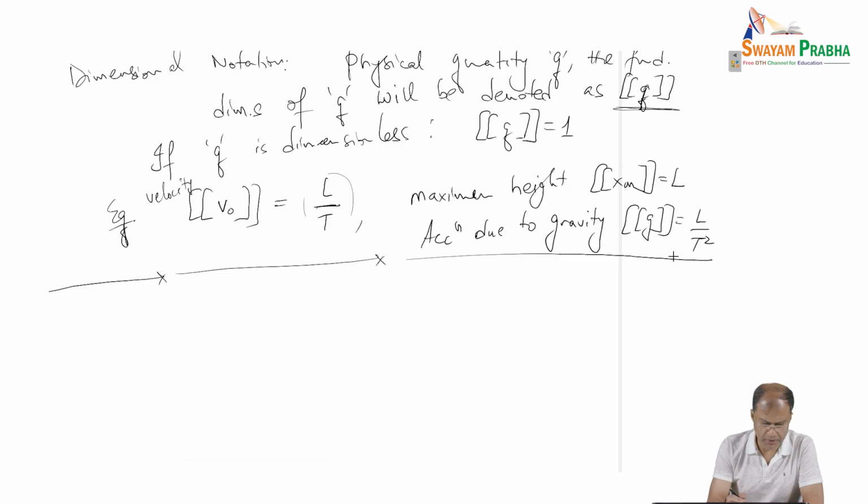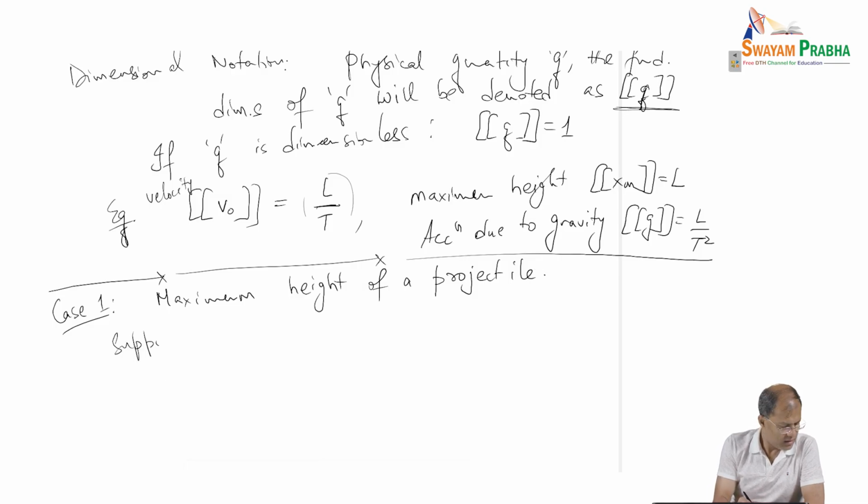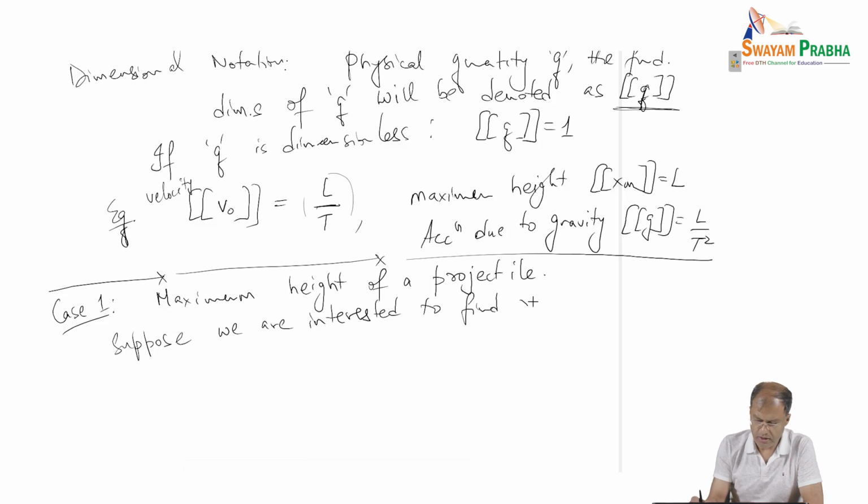So let us now look at a case of how to solve a problem using dimensional analysis. Let us take a very simple example, that is the projectile motion. The problem says we want to find the maximum height of the projectile, right? Let us see how far we can go and solve this problem using dimensional analysis. Suppose we are interested to find the maximum height xm of the projectile.